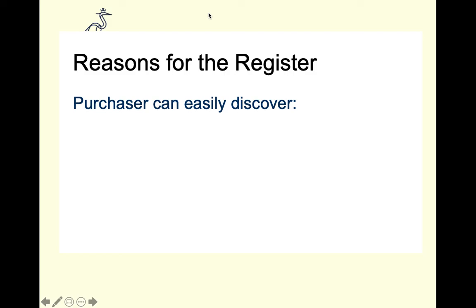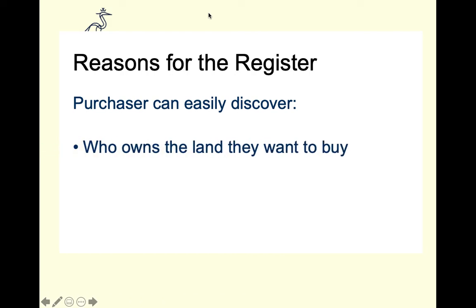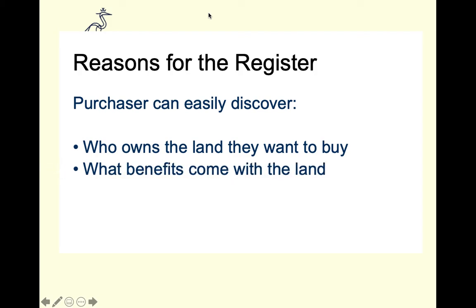So the ideal behind the register is that the person coming along to buy land should easily be able to discover who owns the land. So we should be able to see the freeholder, the fee simple absolute in possession holder, from the get-go as the true party who can transfer the estate across. What does it come with as a benefit? Are there easements over other land? Are there some forms of enjoyment that I get with the land? So are there benefits that come with it?